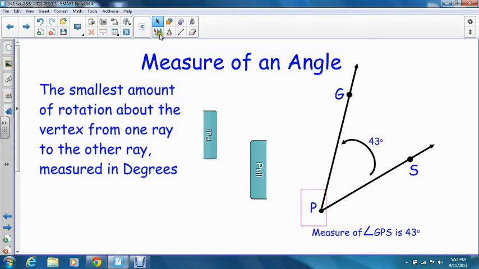Notice the term that we use here. This is a very important thing. We use the word measure. Okay, measure lets us know in degrees. Okay? Measure is in degrees.